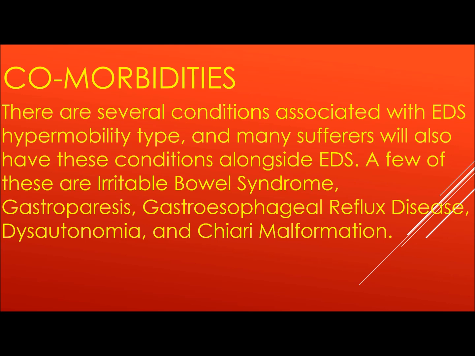GERD is where the contents of the stomach are able to travel back up to the esophagus. It is caused by a leaky valve at the top of the stomach. There are 4 types of Chiari, but the most common type is type 1. When someone has Chiari, it means that the lowest part of the back of their brain is slipping down into the spinal canal. Symptoms vary from person to person, but in general, they can be things such as headaches, neck pain, dizziness, and balance issues.